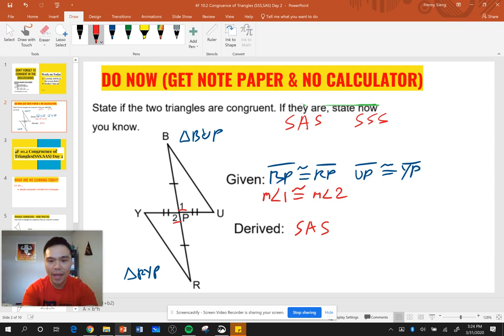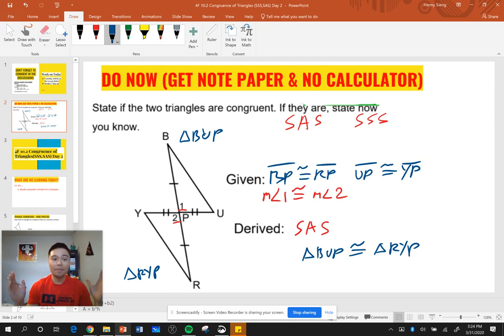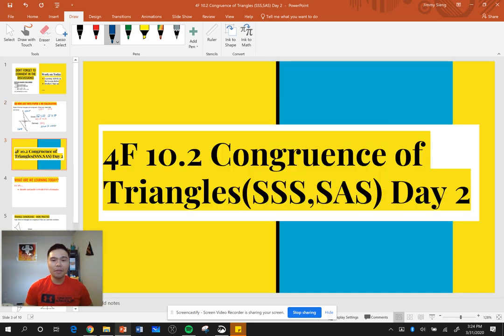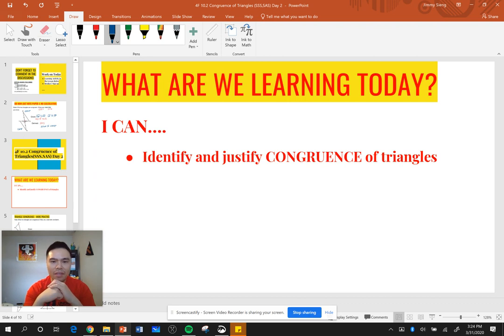Therefore, I know that triangle, well, let's do some blue. Triangle BUP is congruent to triangle RYP. And that's it for my proof, okay? So today we're going to do more problems. Should be a quick lesson. Please get through this and do the learning activities afterwards, all right? Today you're going to learn still to justify and identify congruence of triangles.